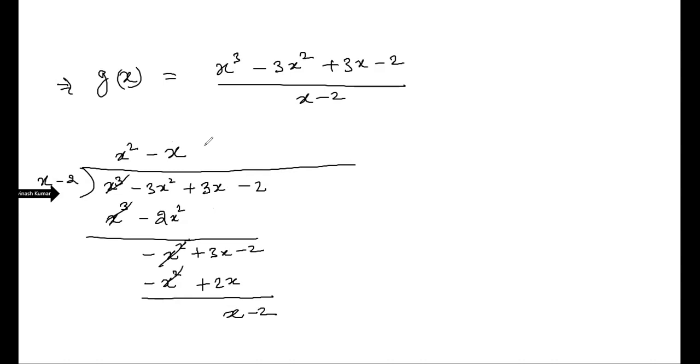So it's simple. I will multiply with 1, so x minus 2. So all will cancel. I'm getting this much as a quotient here. So the value of gx will become x square minus x plus 1. This is the gx value. Check the answer.